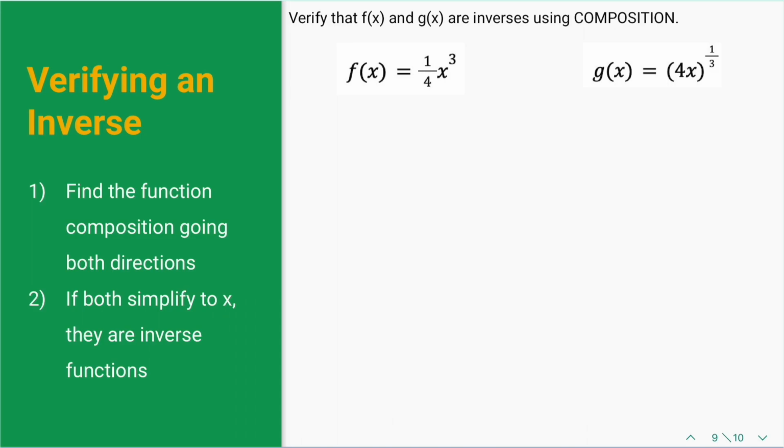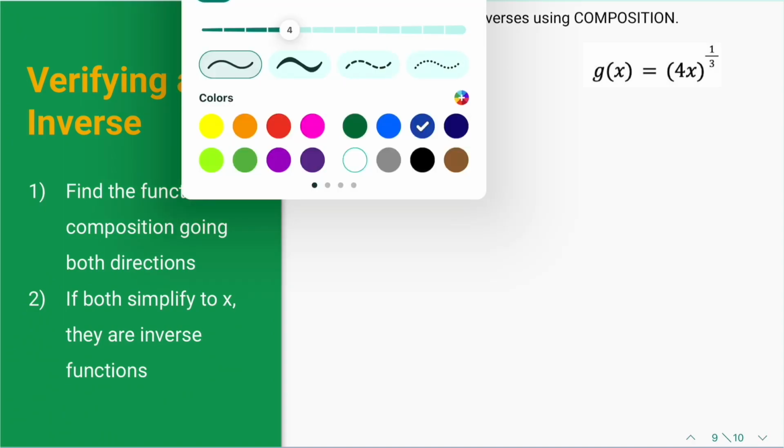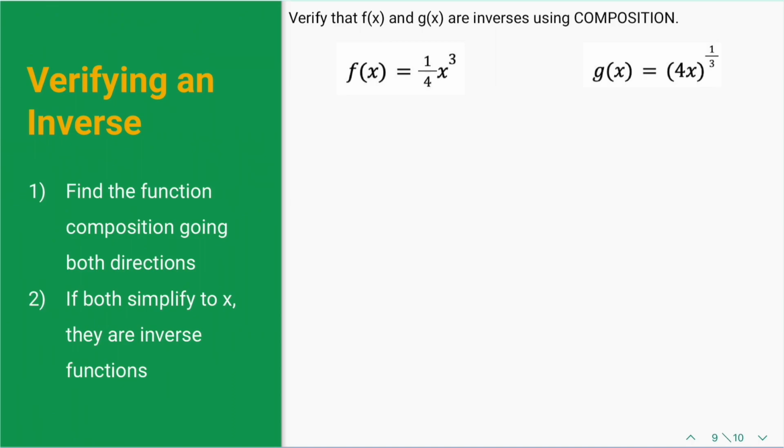So the process for verifying an inverse is you find the function composition going both directions. Now, function composition freaked you guys out the first time, so it's probably going to freak you out this time, but that's why we bring it back, so that you see it twice. And then if both of them simplify to x, they are inverse functions.